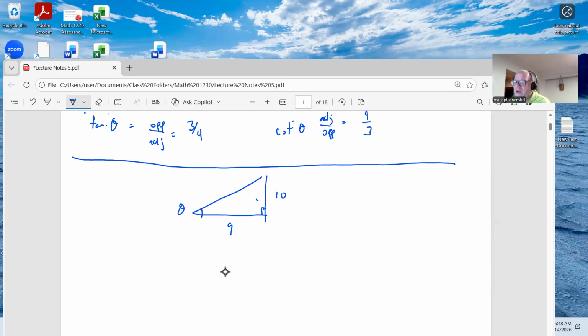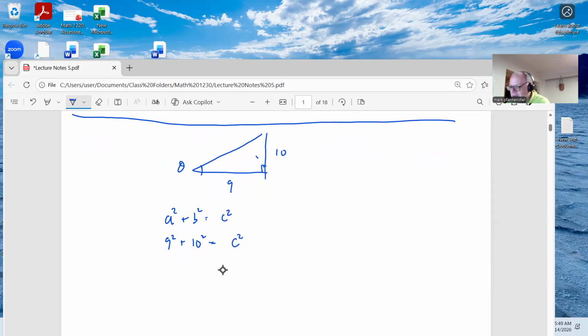We're given that. So I know that this is going to follow the Pythagorean theorem. So we have a squared plus b squared equals c squared. So this is going to be 9 squared plus 10 squared is equal to c squared. And then we end up with 9 times 9 is 81, plus 100 is equal to c squared. So c squared must be 181, or c is equal to the square root of 181, right? So we're just going to go ahead and sketch this in as the square root of 181.